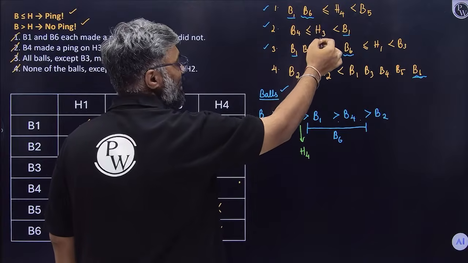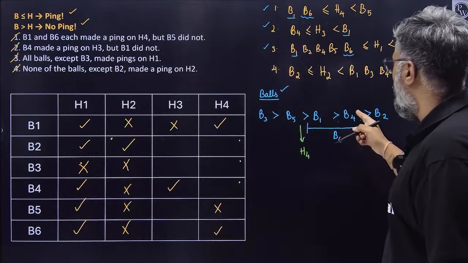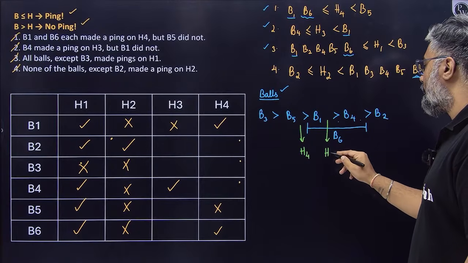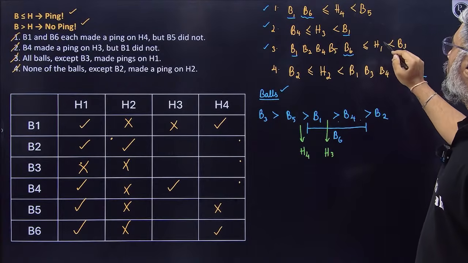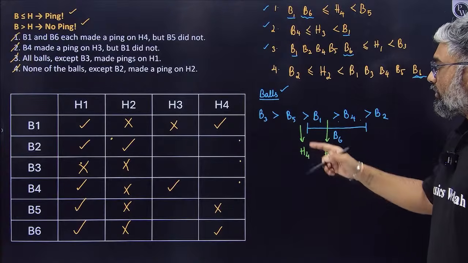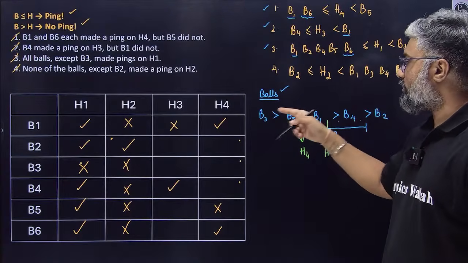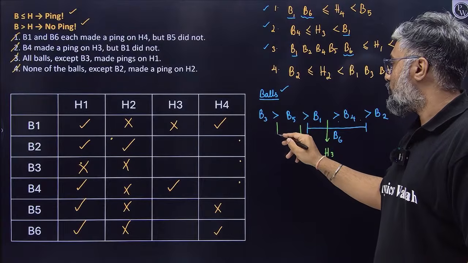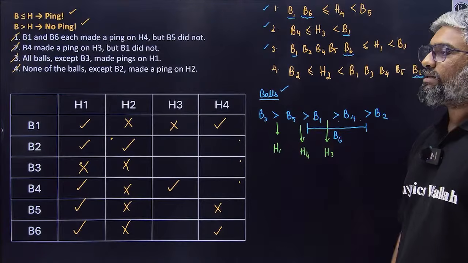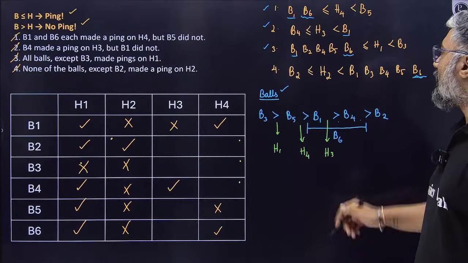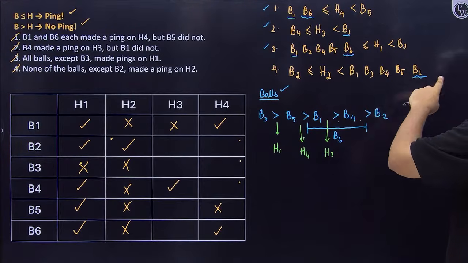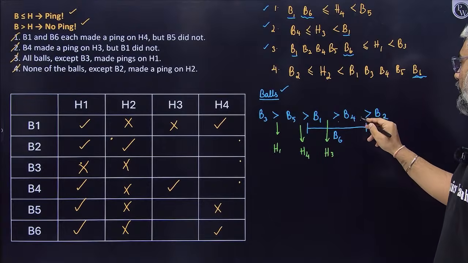Next, what about hoop 3? Hoop 3 is lesser than ball 1 but larger than ball 4. So hoop 3 should come here. Good. What about hoop 1? Hoop 1 is lesser than ball 3 but larger than all the rest, so this is where hoop 1 should come. Works. And for the last one, hoop 2: hoop 2 is only greater than ball 2, lesser than all the rest. So this is where hoop 2 will come.